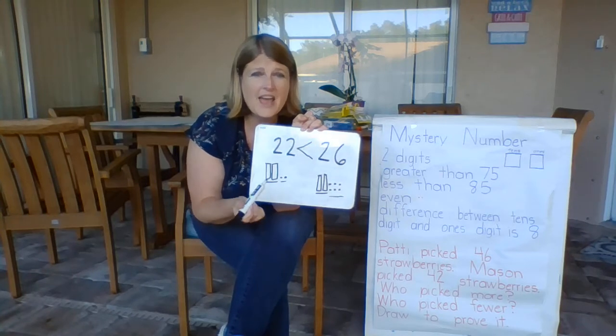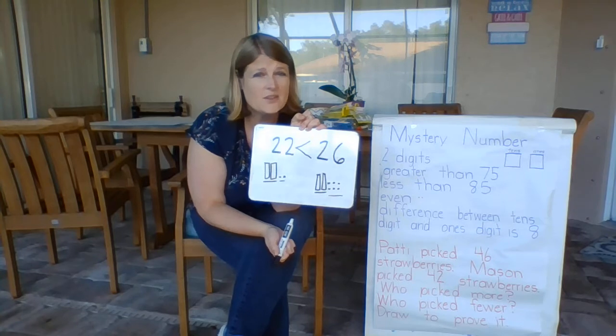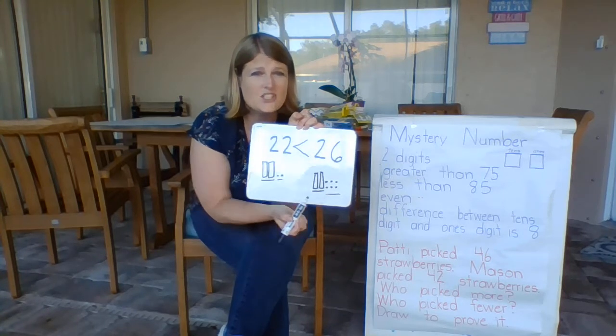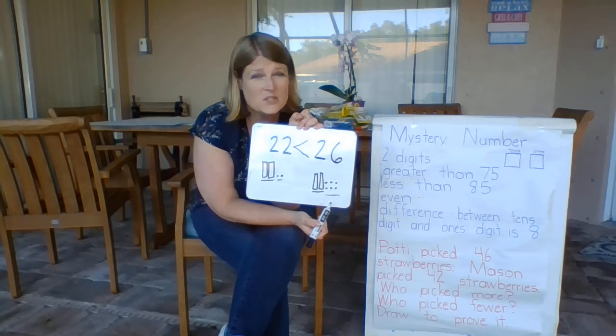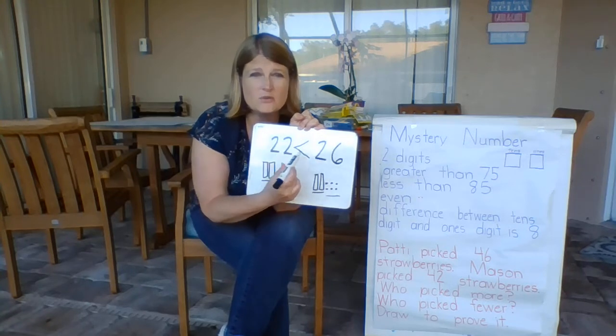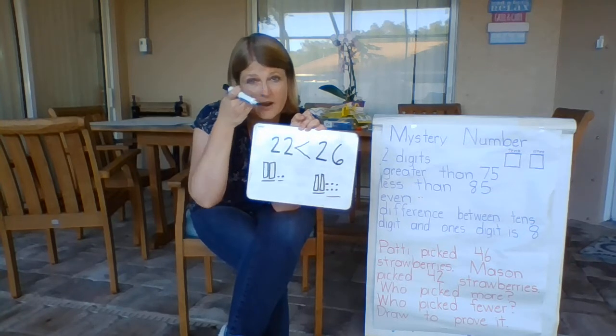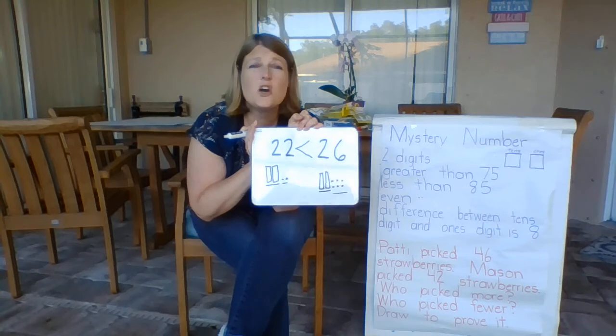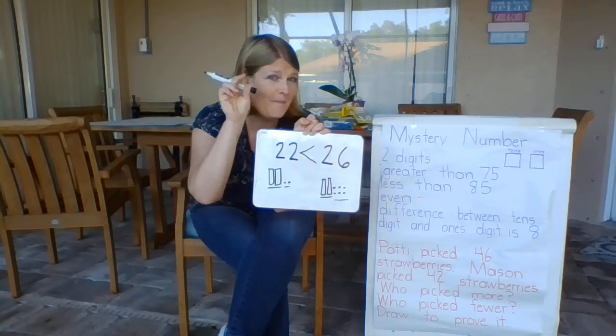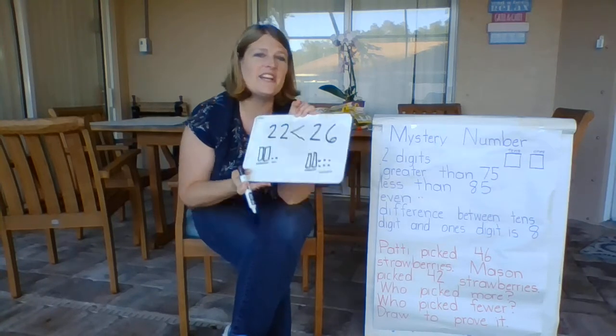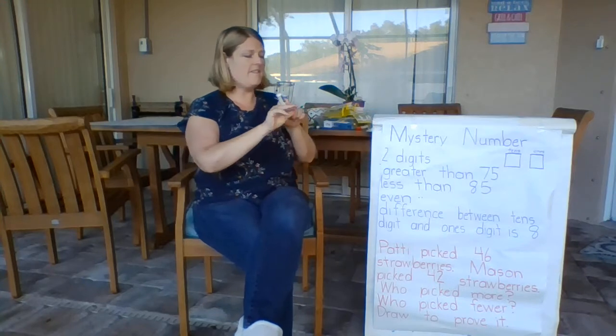How do I know that? I look at my pictures down here. They both have 2 tens, so that is the same, but this one only has 2 ones. This one has 6 ones. 6 is more than 2, so that's where I'm getting my sentence from, okay? So now that we've had that little mini lesson, let's go ahead and look at today's problem of the day.